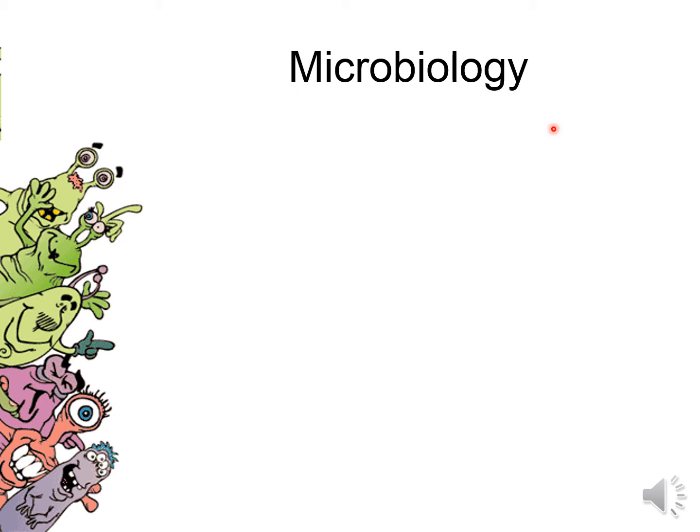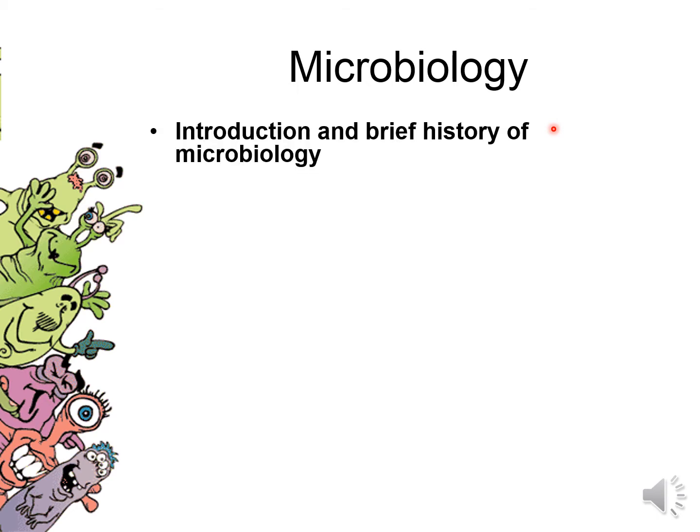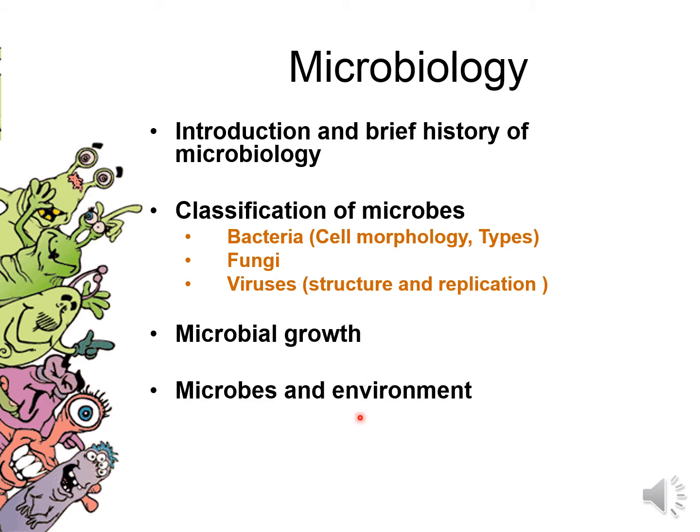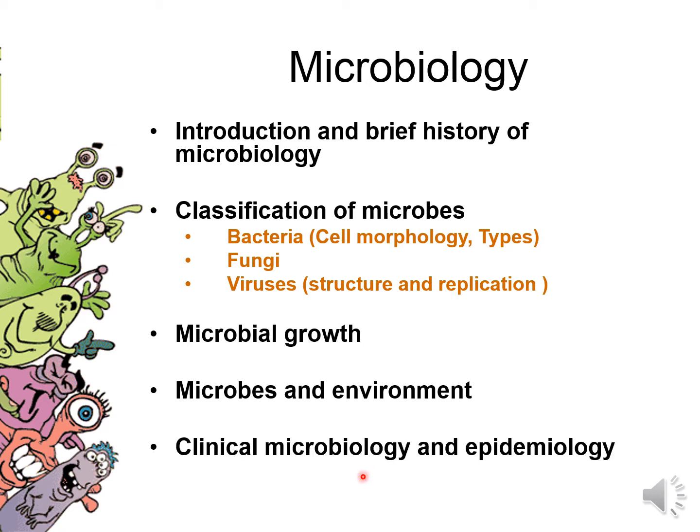So in the first section, that is Microbiology, we will be studying introduction and brief history of microbiology, classification of microbes into bacteria, fungi, and viruses, their characteristics, features, structures, and their classification, how microbes grow and multiply, and their basic nutrition, how microbes interact with each other as well as with the environment, and in the end, we will be able to see how these microorganisms cause disease infection and how this infection or disease is transmitted within the population.